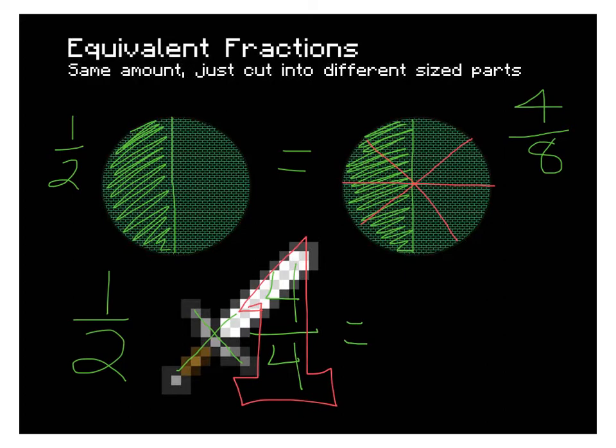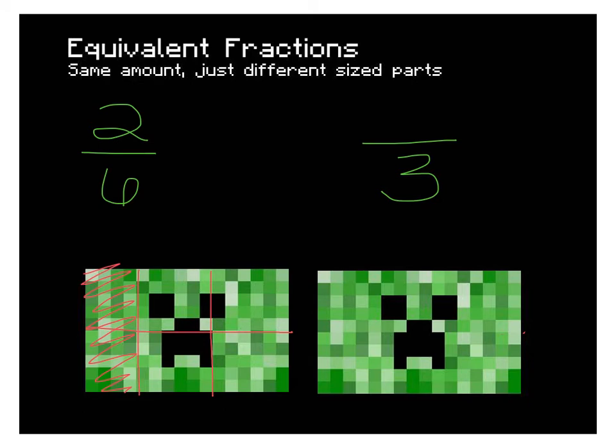If I multiply my numerators, 1 times 4 is 4. And let me multiply my denominators. 2 times 4 is 8. So 1/2 is equivalent to 4/8. In this example, we're going to look at how many thirds 2/6 is equivalent to. So you can see in my rectangle creeper down here, I have already shaded 2 out of 6 parts. So I'm going to do the same in this rectangle.